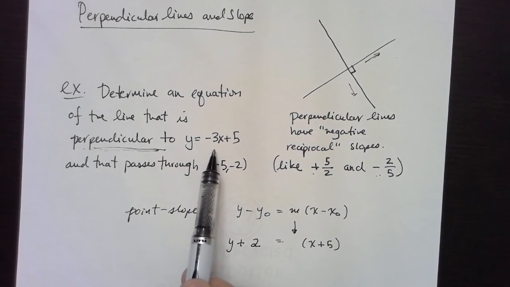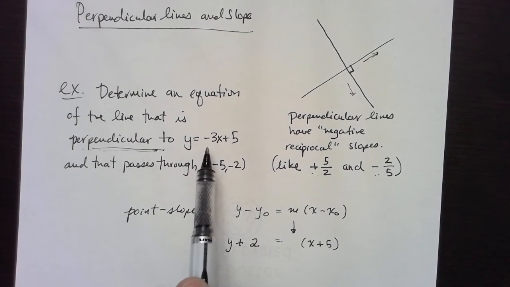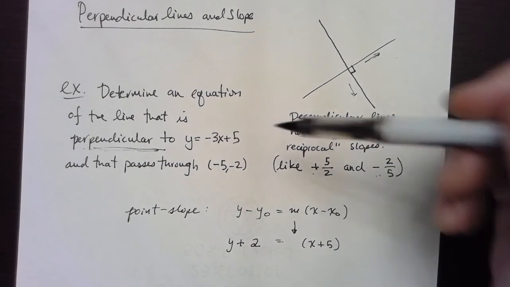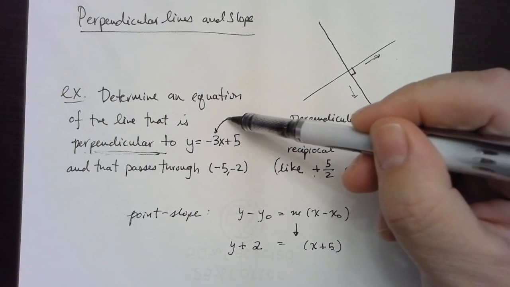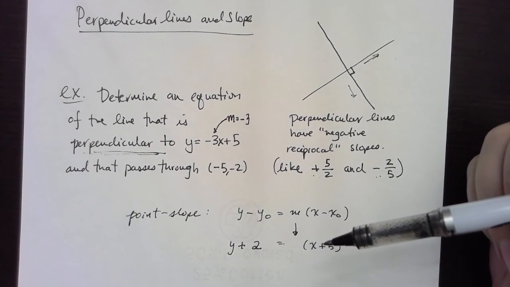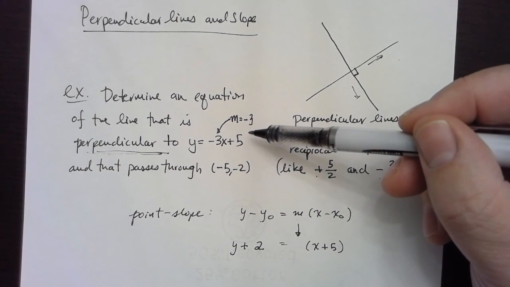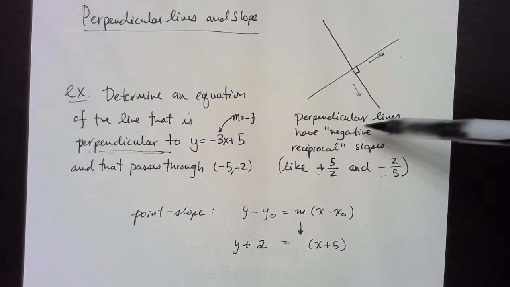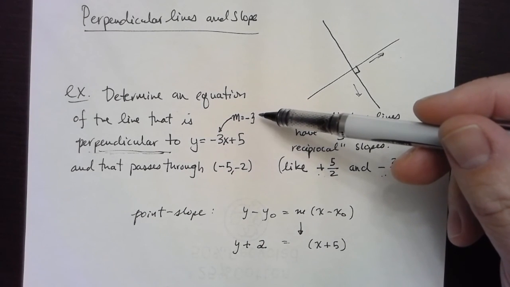If I look at this equation, determine the equation of the line that is perpendicular to this line. Well, I know that perpendicular lines have negative reciprocal slopes, and I recognize this as slope-intercept form, and I can pick off the slope right here. Here's the slope. It's the value multiplying the x. Negative 3. So that is the slope of this line. So the line that is perpendicular to it will have negative reciprocal slope. So we're going to need to change the sign of this and do the reciprocal.